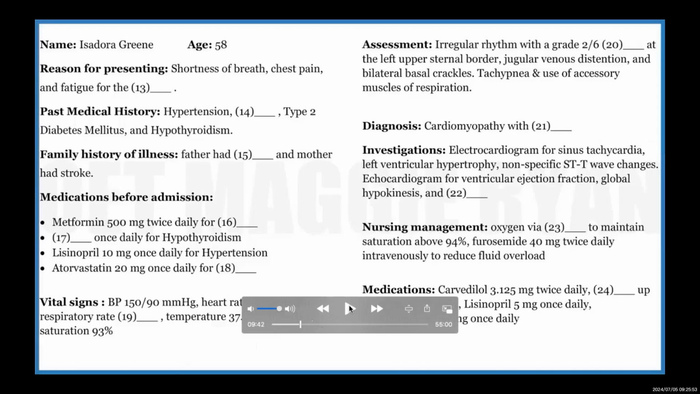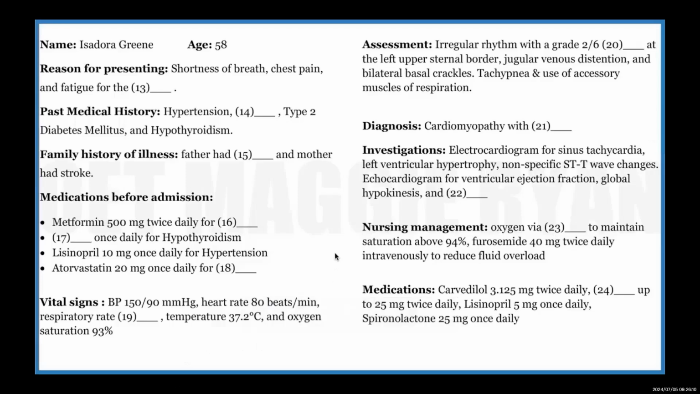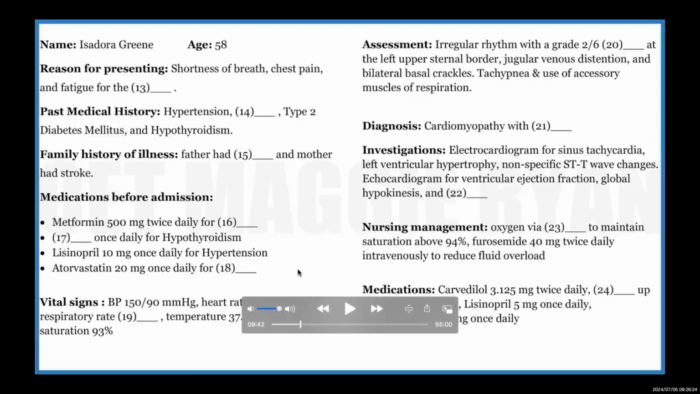Number 20. Systolic ejection murmur. That's right. Very good. Correct. And what did you write for number 16? Number 16, type 2 diabetes mellitus. Yes, the whole thing. Very good. Keep going. Okay.